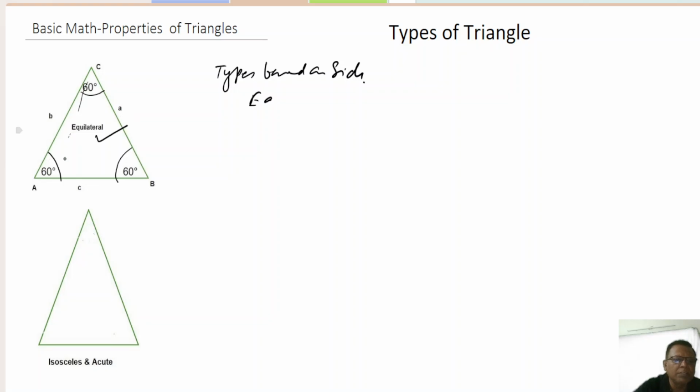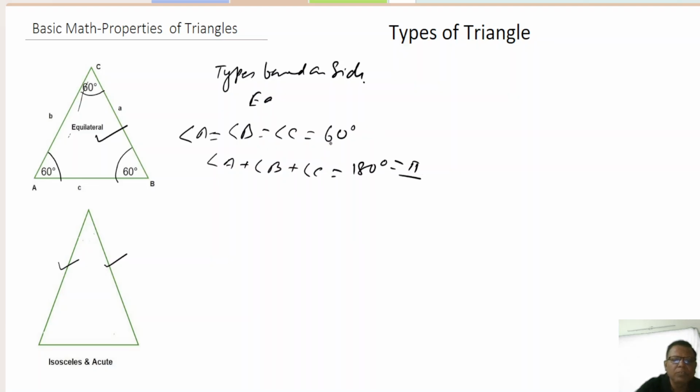The equilateral triangle is where all the sides are equal. The isosceles triangle is where two sides are equal. If all sides are equal, then all angles will also be equal. So angle A is equal to angle B is equal to angle C, which is 60 degrees, because for any triangle, angle A plus angle B plus angle C is equal to 180 degrees or pi radian. So in an equilateral triangle, all will be 60, that is 180 by 3.